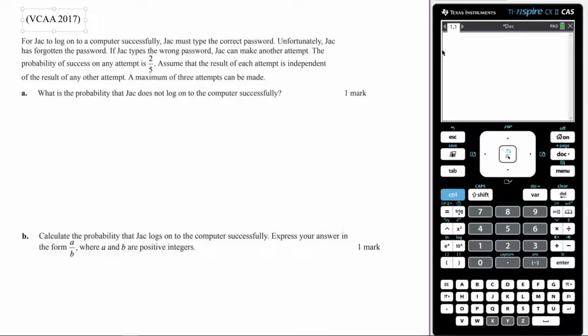Welcome. So we're going to answer this question before us, and as you can see, it is taken from a Year 12 exam from 2017. It says, for Jack to log on to the computer successfully, Jack must type the correct password. Unfortunately, Jack has forgotten the password.